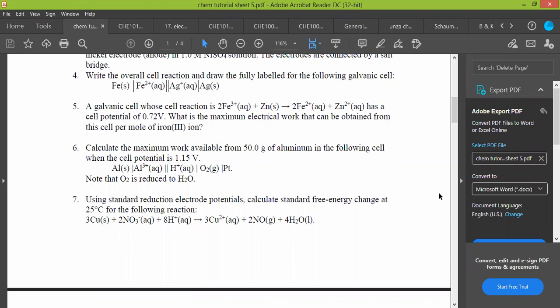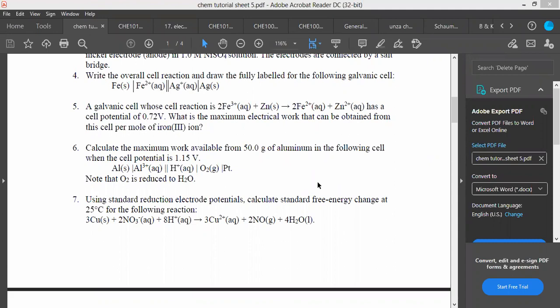Okay, so question 7. Sorry, sir, I've got a question. Okay, Joshua. For when finding the maximum work, the value of N, are we supposed to use the number of moles which we found by dividing 50 by 26.98? Is that the value of N which we should use?